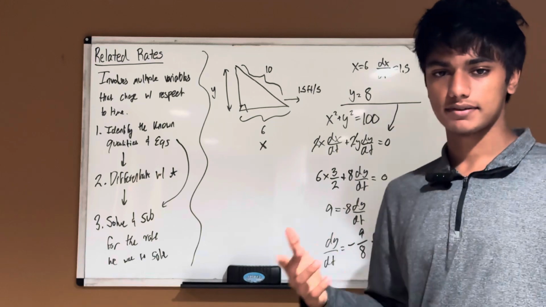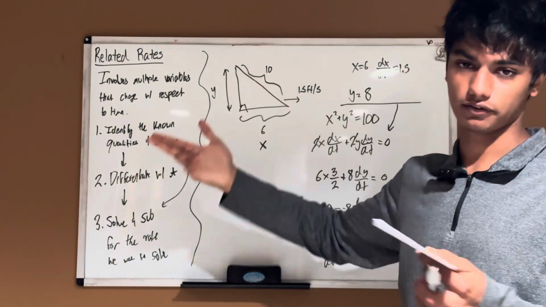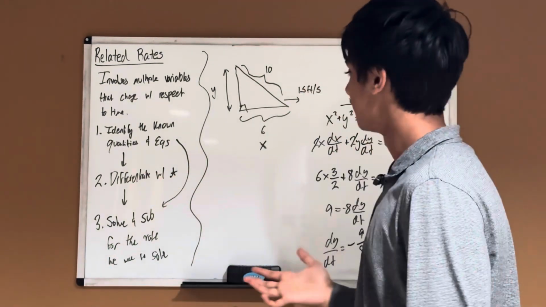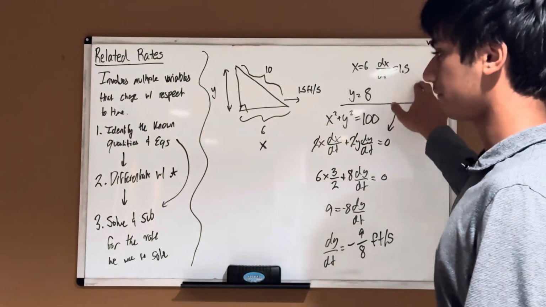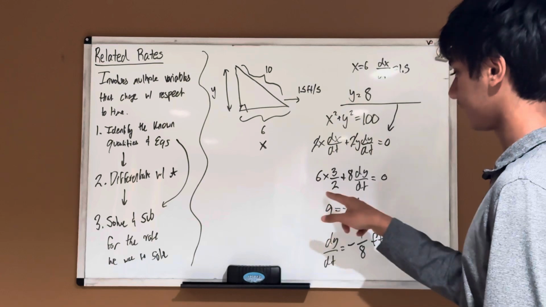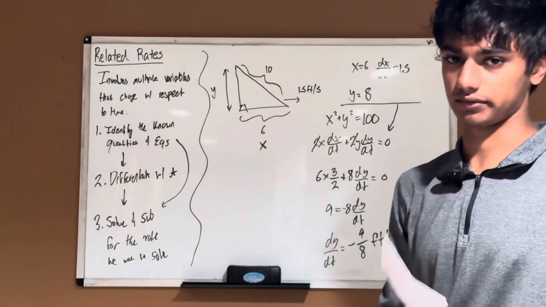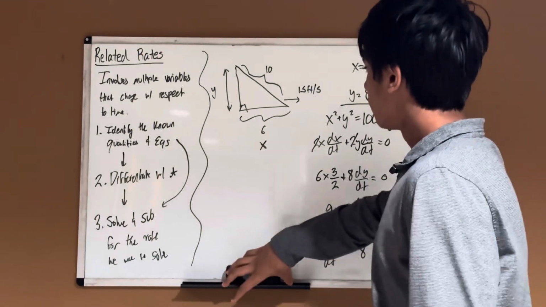And again, the process is fairly simple. We just have to look at the diagram, maybe draw a diagram. That's the first step, I think. Then we identify our known values and an equation. We differentiate the equation, plug in the quantities we know, and solve for whatever rate they're asking us to solve for. Let's do one more problem.